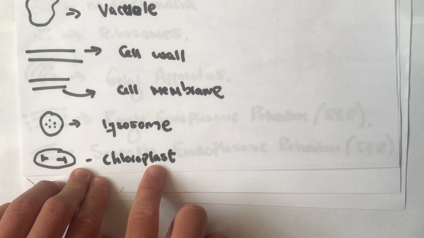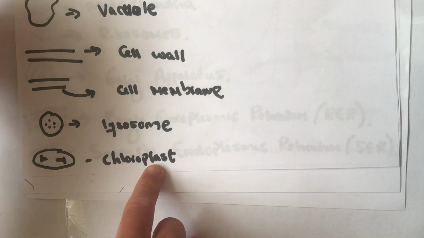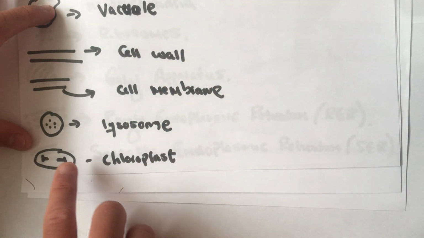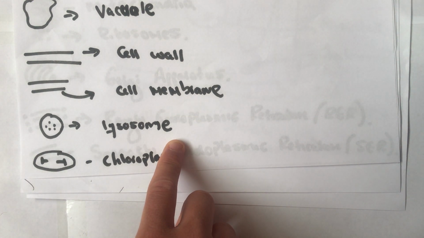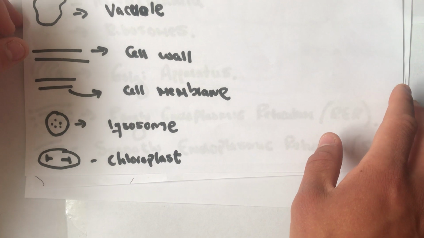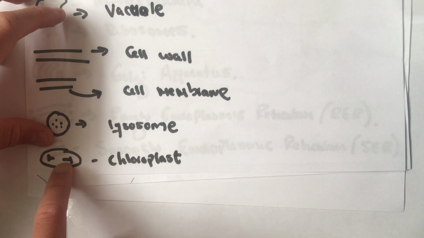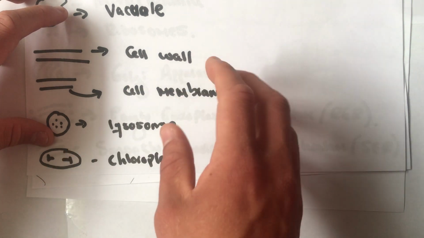Finally, chloroplast. So chloroplast is a complex organelle that's within the cell, and it has 3 layers. So the outer layer is known as the outer chloroplast membrane, and this is an outer layer that allows small molecules and ions to easily diffuse into the chloroplast, but it cannot allow large protein molecules.